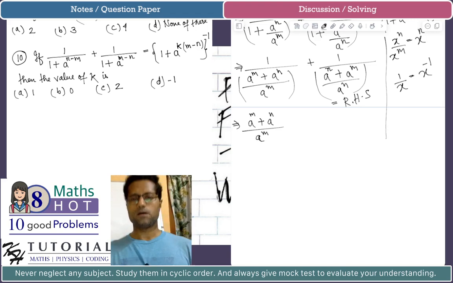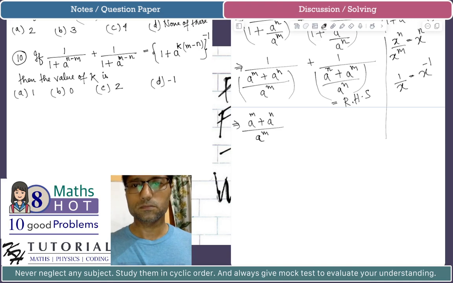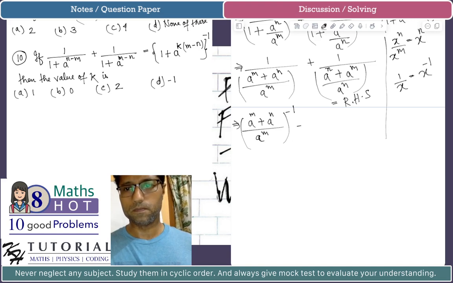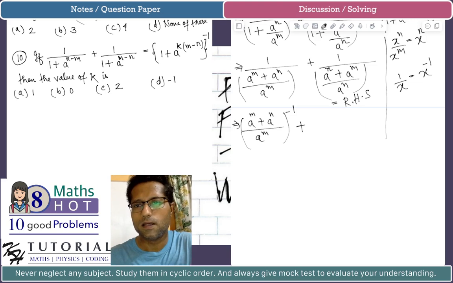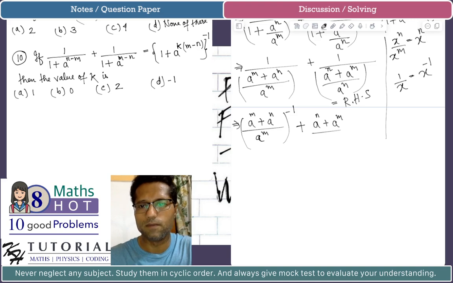a to the power m, raised to the power minus 1, plus we have over here also 1 by a to the power n plus 1 by something. So it will be a to the power n plus a to the power m divided by a to the power n, the reciprocal of this, and we have whatever is in the right hand side.